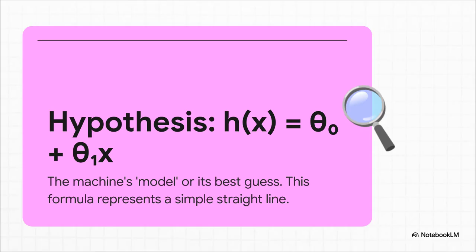Okay, so you see this formula on the screen, and I know what you're thinking: math. But don't worry, don't let it scare you off. This is just the basic recipe for a straight line. The only parts you really need to care about are these two little symbols, theta 0 and theta 1. Just think of them as a couple of dials, right? Dials the machine can turn. As it turns them, the line moves up and down, and its angle changes. It's just twisting these dials to try and find that perfect fit.